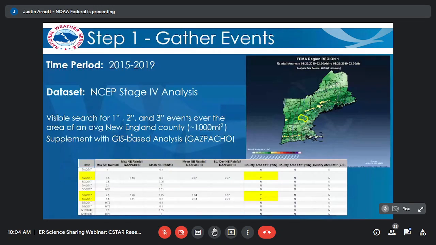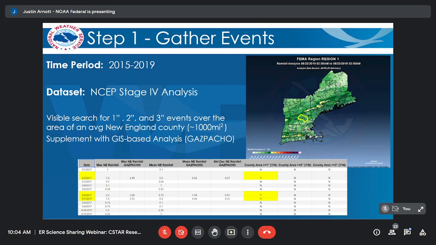So to gather the events, we went back over the past 5 years, 2015 to 2019, which would have obviously ended just before the start of this project. And our data set to look at observed precipitation was NCEP stage 4. And one of the first ways we did this was semi-subjectively, to actually do a visual search for areas of 1 inch, 2 inch, or 3 inches of rainfall in 24 hours. And we looked for that over the area of an average New England county, which is roughly 1,000 square miles, which I have Merrimack County, New Hampshire outlined on this map, and that happens to be just under 1,000 square miles.